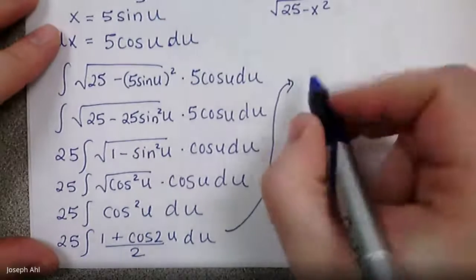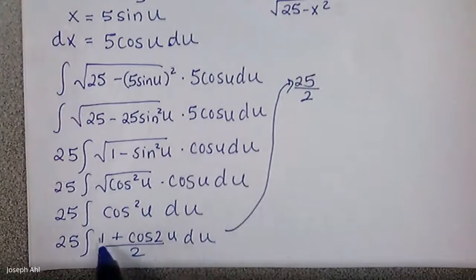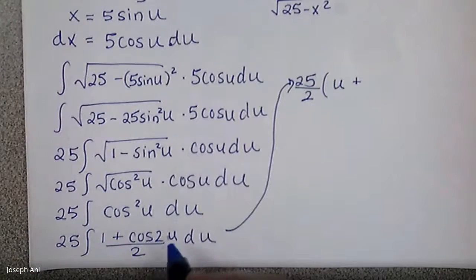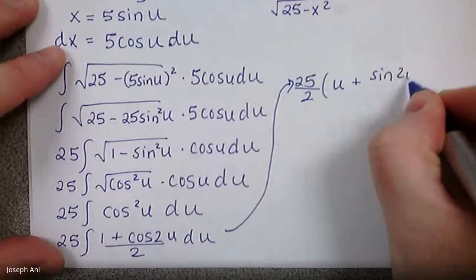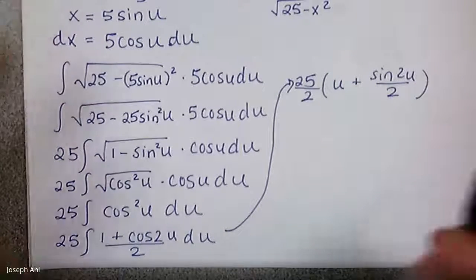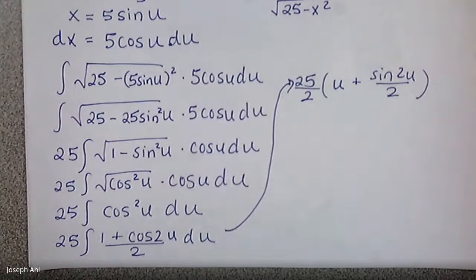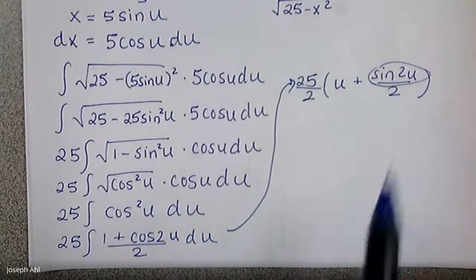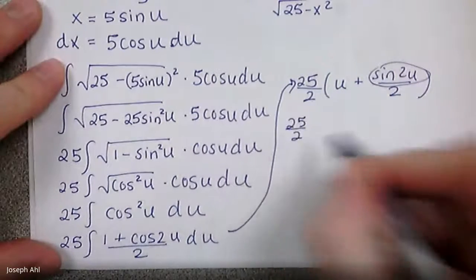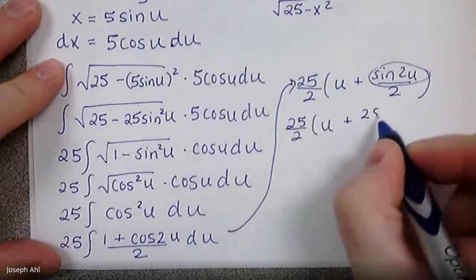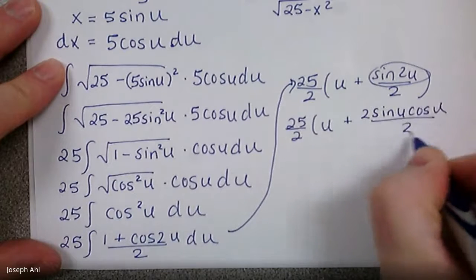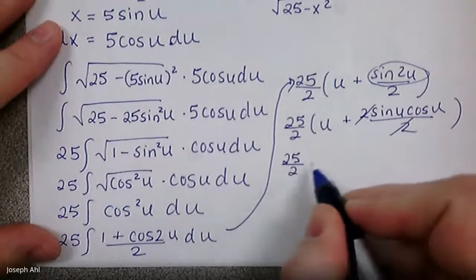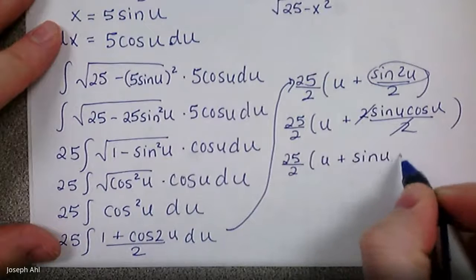I got to carry my work up over here. So we got 25 halves out front. Integral of 1 du is just u, plus the integral of cosine 2u is sine 2u, but divide by 2. So that's what we have there. All right. To continue breaking this down, whoa, another double angle identity here. We don't use this substitution as often, but you'll see it come up with trig sub. What is sine of a double angle? It's 2 sine u cos u over 2. Okay, so now those 2's cancel. So we get 25 halves u plus sine u cos u.